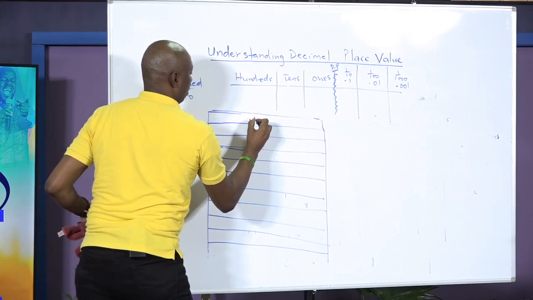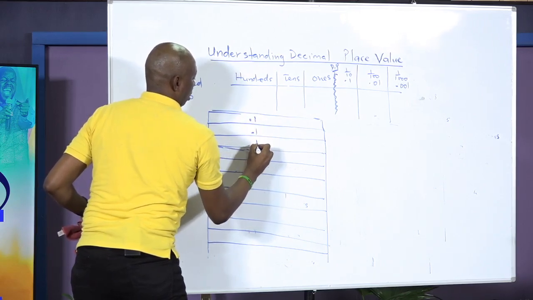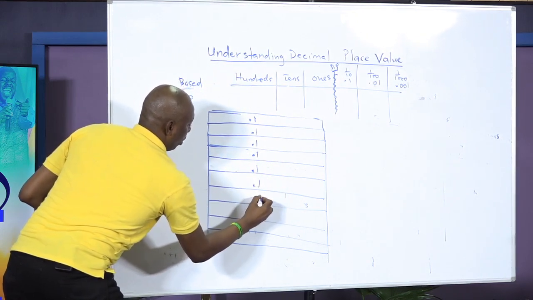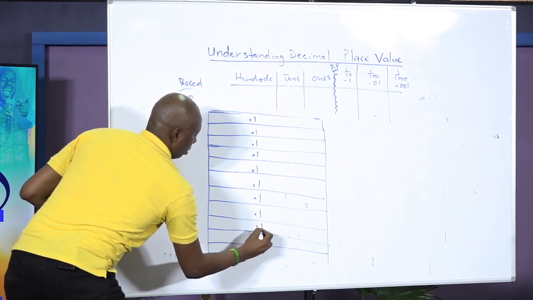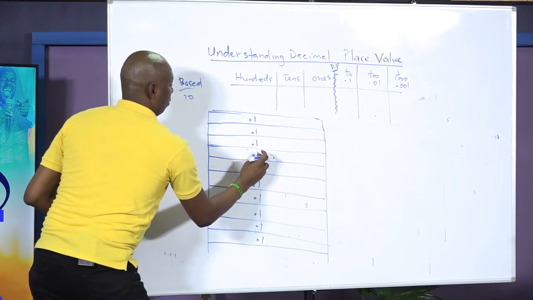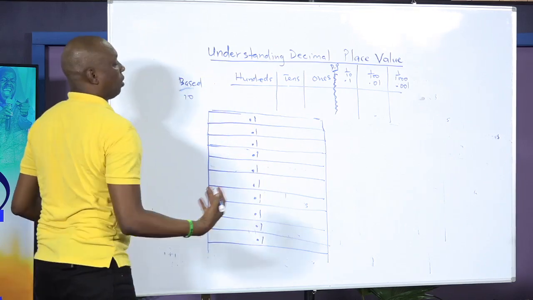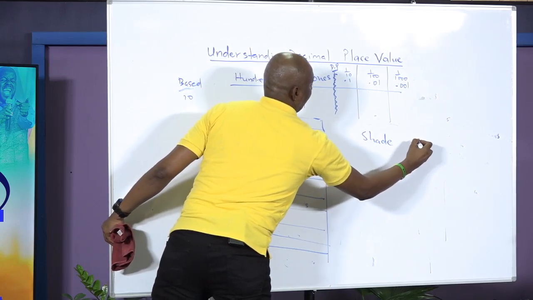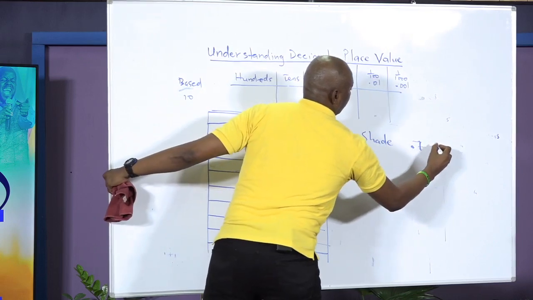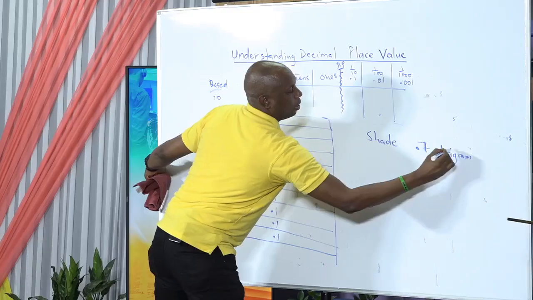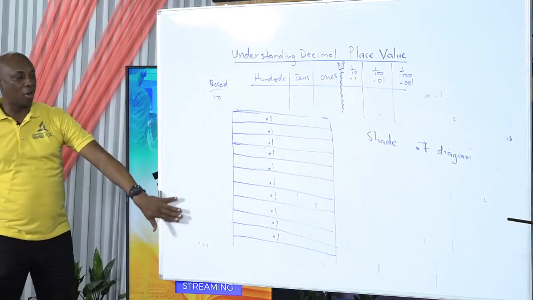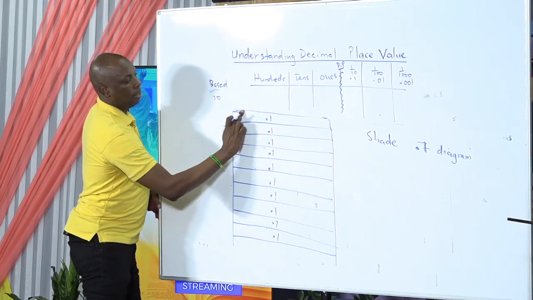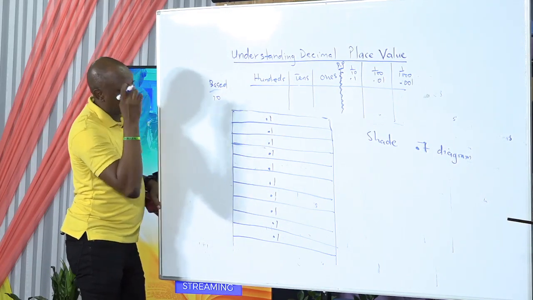And I could label it point 1 all the way down. 1, 2, 3, 4, 5, 6, 7, 8, 9, 10. I could ask you to shade point 7 of the diagram, and just as I have point 7 here, it means that I would have to cover 7 of the regions. So I would shade right here.